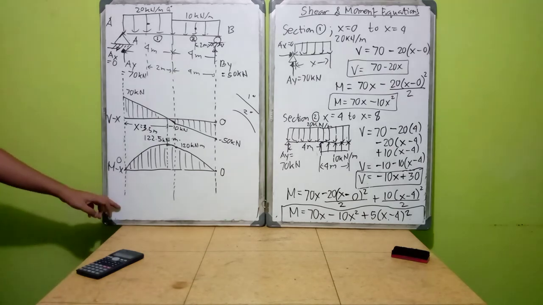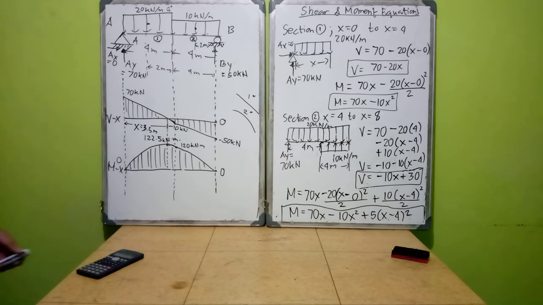Okay? So that is our second example. Okay? So I hope you have understood. So if you have any questions, you can comment down on this video. Okay? So thank you. And we will have another equation that will be discussed on the next video. Okay, so since this is part 4, we will have another example in shear and moment equations part 5.